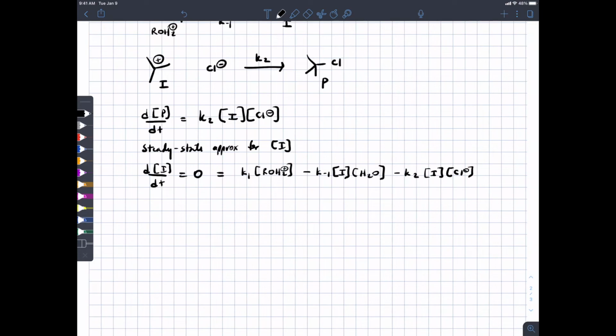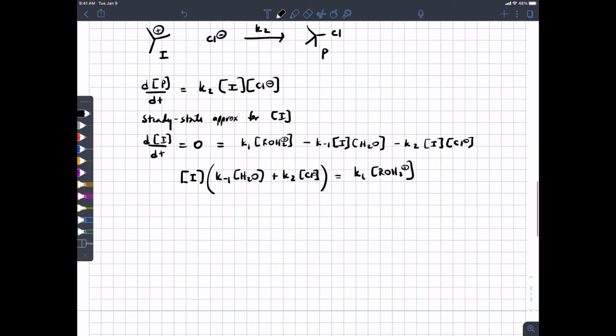As before, we can rearrange this, and I will factor out I. If you need to pause to do the algebra yourself, that's fine. K minus 1 times the concentration of water plus K2 times the concentration of Cl minus, all times I, equals K1 times ROH2 plus. So we can then write an expression for the concentration of I. That will equal K1 times the concentration of ROH2 plus divided by K minus 1 times H2O plus K2 times Cl minus.